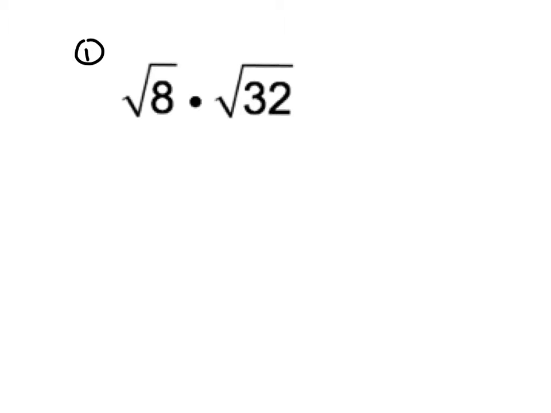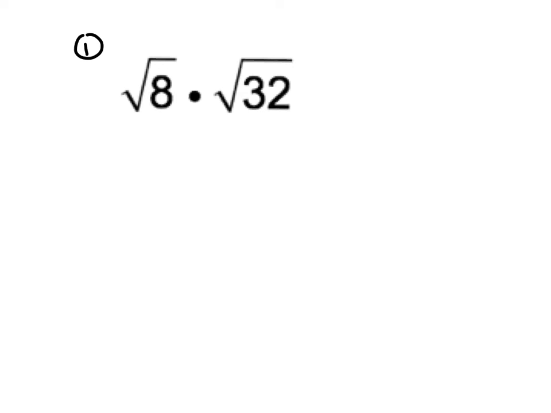We're going to start with problem number 1. The square root of 8 times the square root of 32. I'm going to show you two different ways of doing it. I'm going to do the square root of 8 as 2 times 2 times 2. And I'm going to do the square root of 32 as 2 times 2 times 2 times 2 times 2, or 2 to the 5th. This is 2 to the 3rd.